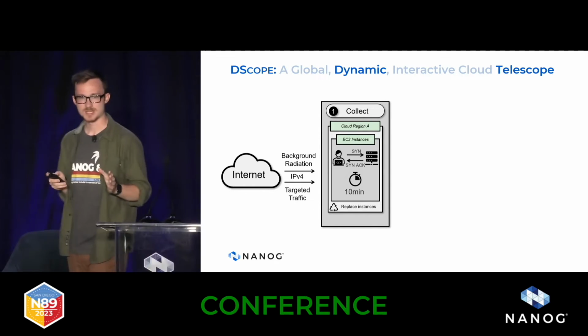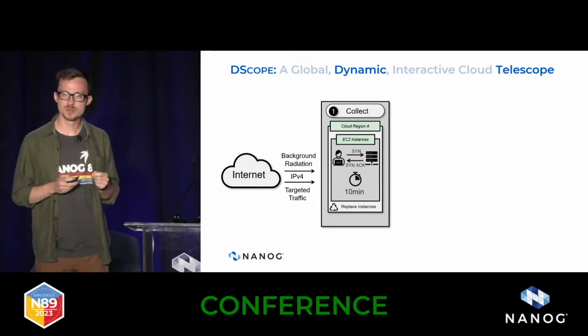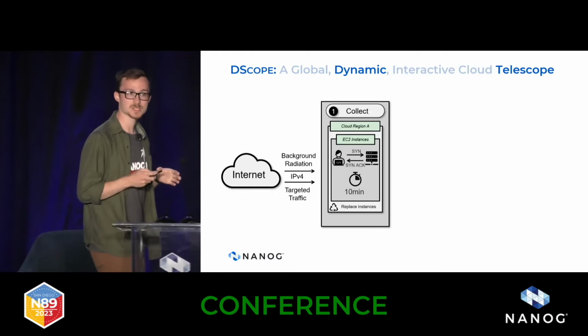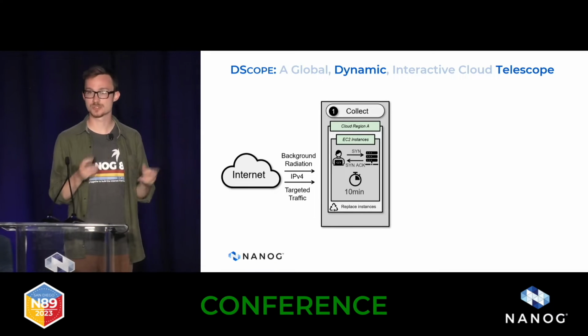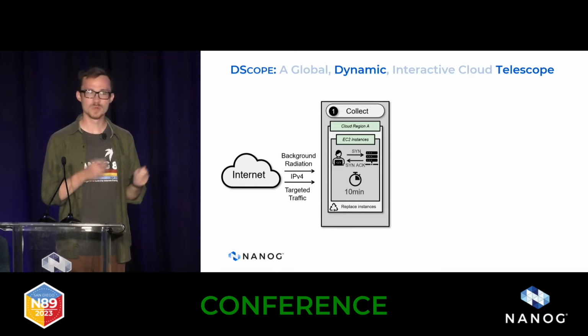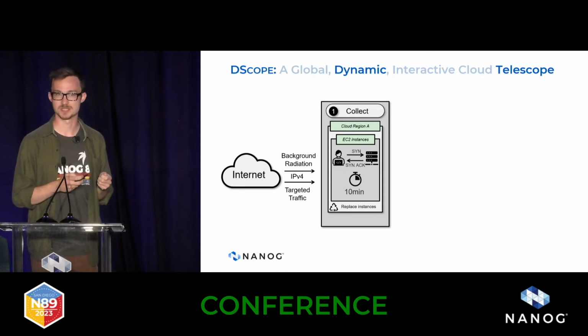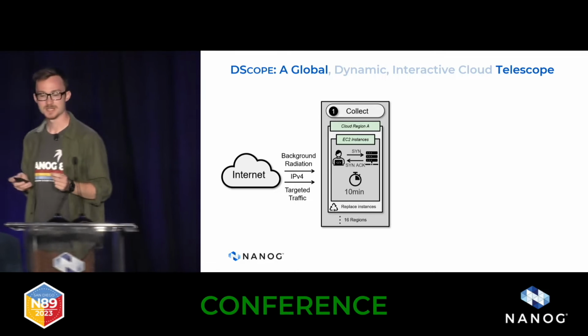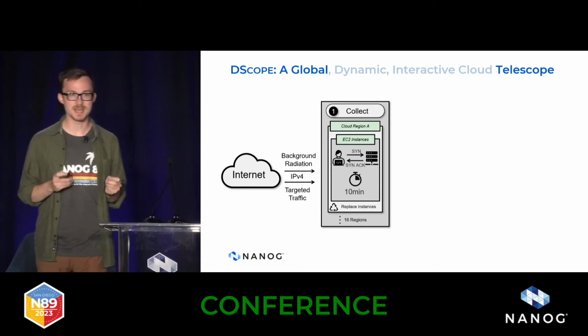After instances shut down, we automatically replace them with new instances continually. In this way, because of the way that Amazon allocates IP addresses, that is pseudo-randomly from a shared pool, we continually sample new IP addresses and receive coverage of new phenomena. And DScope is global, deployed in 16 Amazon regions worldwide.